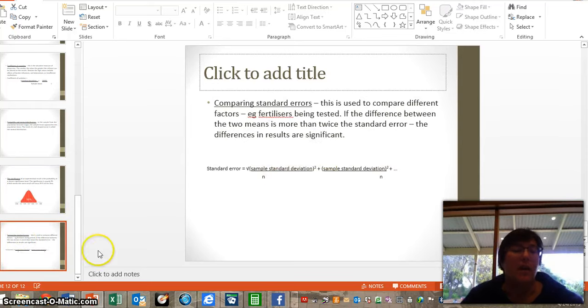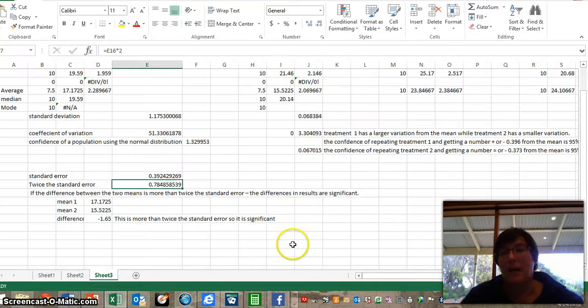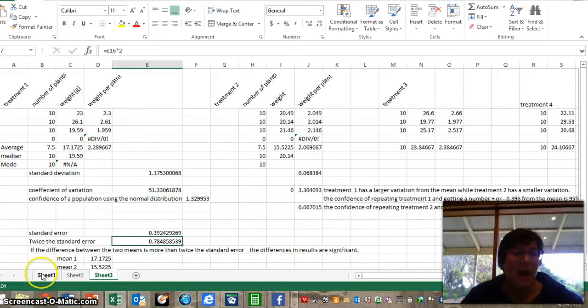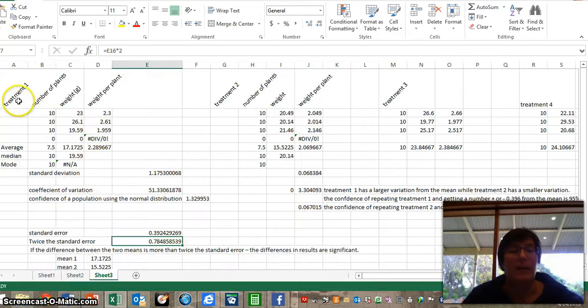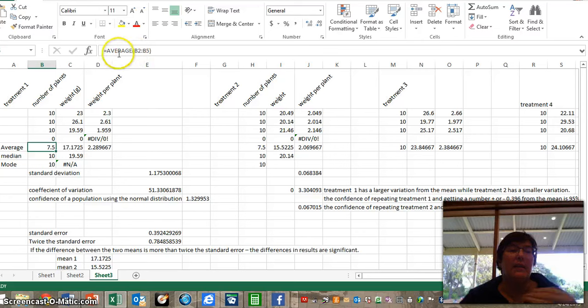Comparing standard errors. We've got our spreadsheet here, comparing our standard errors, and you'll just notice down here it's actually standard deviation 2. We go to sheet 3 because I've set it up with treatment 1, 2, 3, 4. This is the number of plants, the total weight, and then weight per plant. This is how I worked it out, but it's not necessary that you do it this way. However, this is how it works.